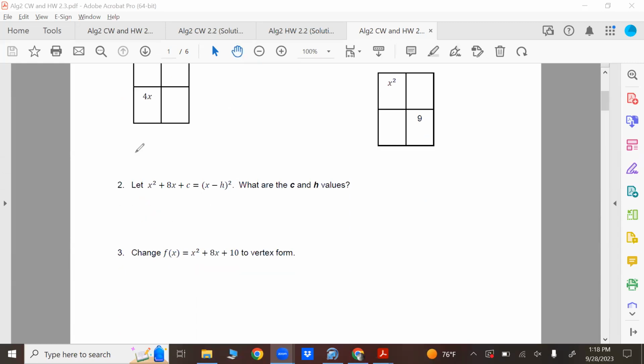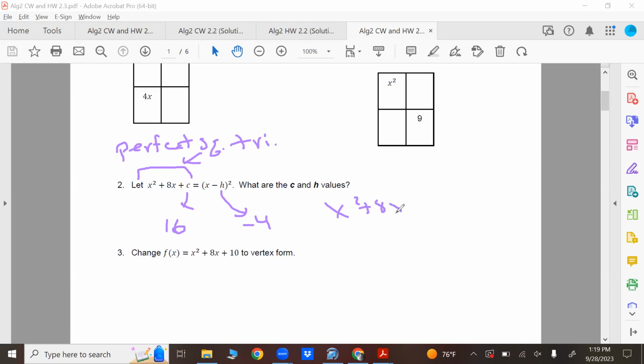Okay, so you want this to be a perfect square trinomial. What do you think C has to be to make that happen? 16, good. And if that's 16, what's H going to be to make this work? -4, exactly. Because x squared plus 8x plus 16 is going to equal x plus 4 raised to the second power. They're going to be the same thing. So your C value is 16, your H is -4.